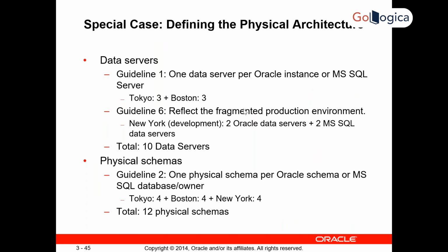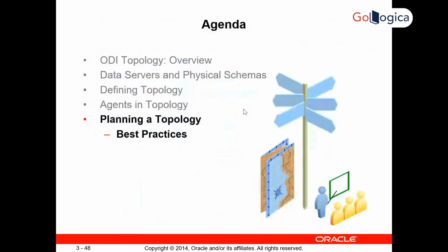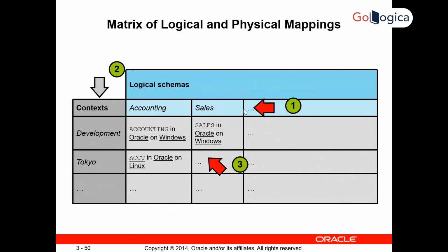Total physical schemas are 12 physical schemas, 3 contexts, and logical schemas are 4 logical schemas. We are going to create a mapping document like this. We create an Excel sheet like this. We write the context and map the context with the logical schema, and we create a mapping document like this. Based on this mapping document, matrix document which we created, we implement in my topology navigator.